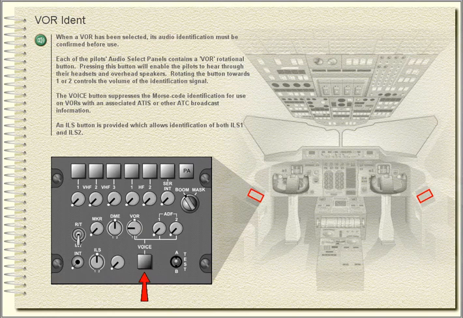The Voice button suppresses the Morse code identification for use on VORs with an associated ATIS or other ATC broadcast information. An ILS button is provided, which allows identification of both ILS 1 and ILS 2.